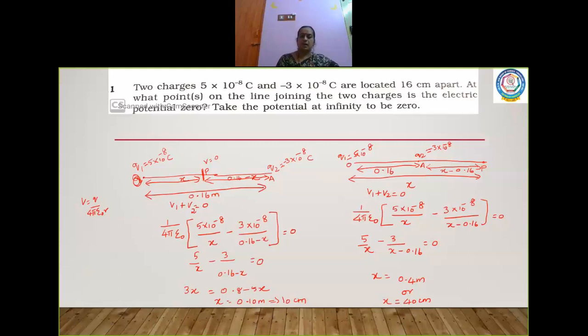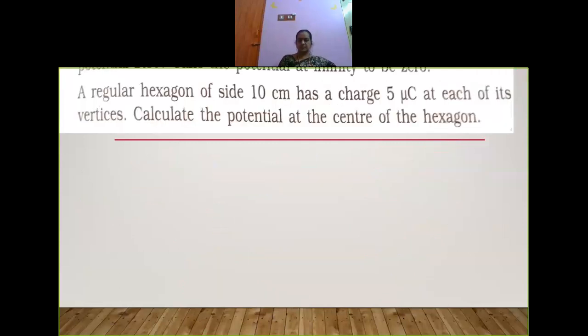Now I am going to discuss the second sum here. I will just discuss the second sum and write the formula, and you will try it. A regular hexagon of 10 centimeter has a charge of 5 microcoulomb at each of its vertices. Calculate the potential at the center.